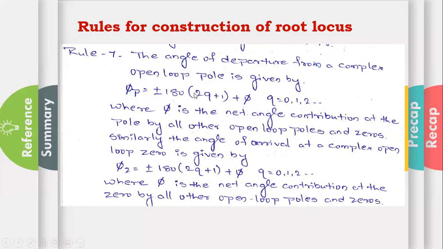So how to use this rule number 7? We'll take one example in an upcoming class and try to find it, but for the time being remember that the angle of departure we need to calculate for complex open loop poles, and the angle of arrival we need to find for complex open loop zeros.